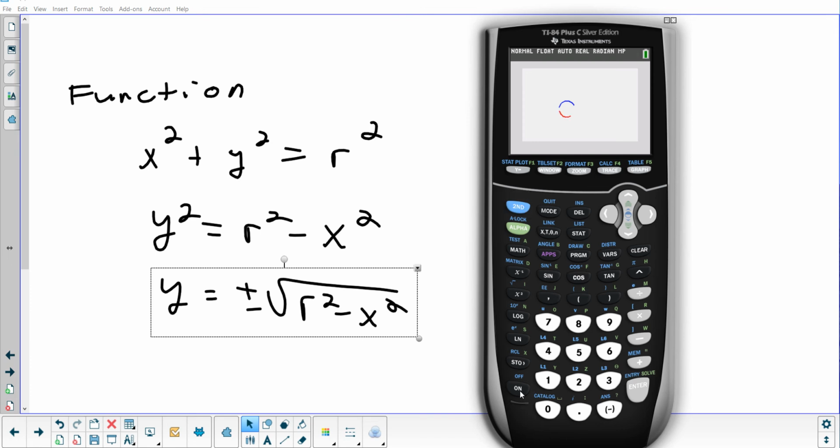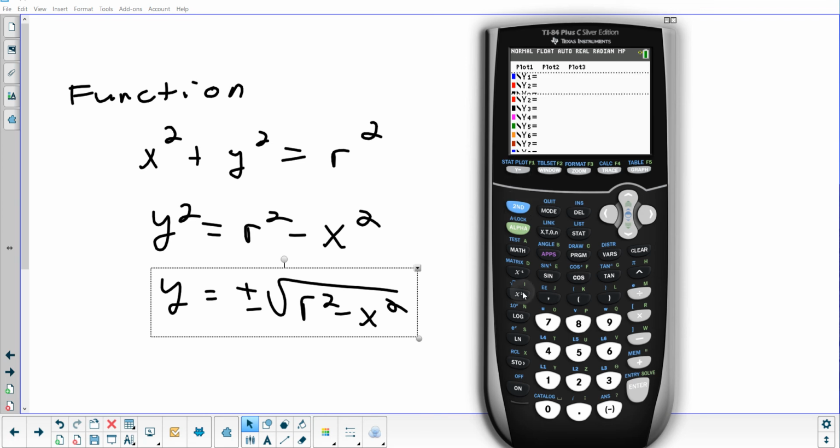Oh, you know what? Let me reset my calculator because I need to turn my axes back on. So reset. Actually, maybe I can just reset the defaults. Let's see. All right, and I'll try to make it a little brighter again. There we go.